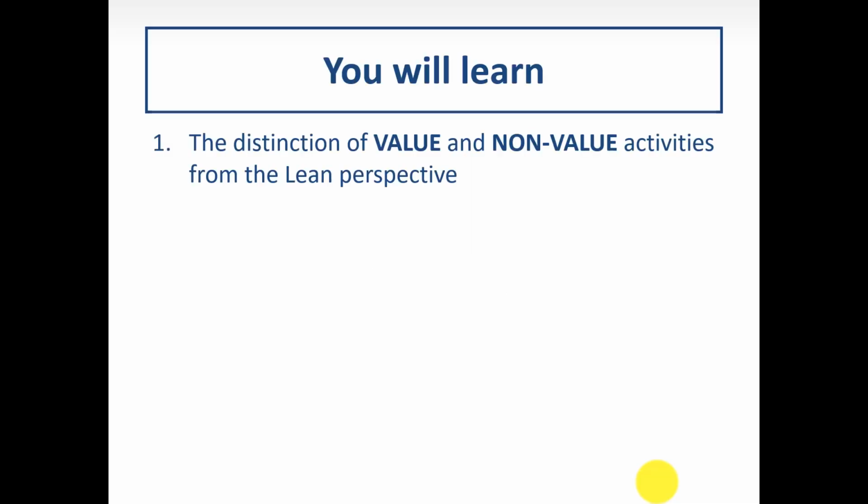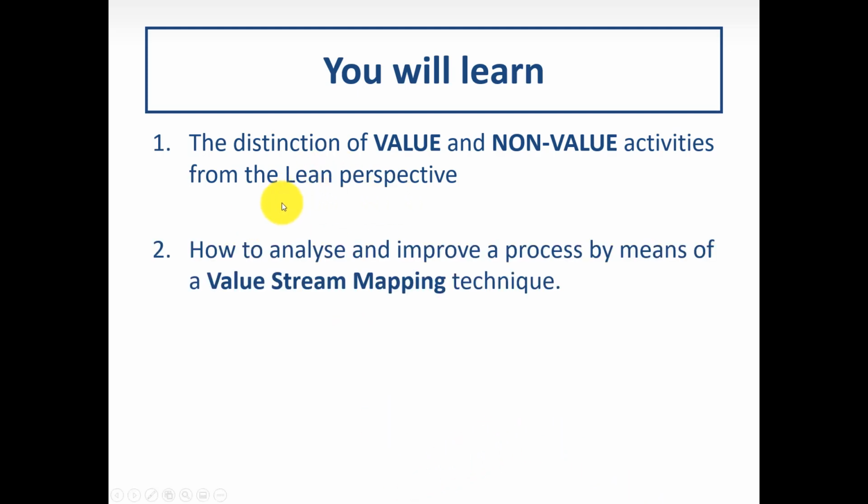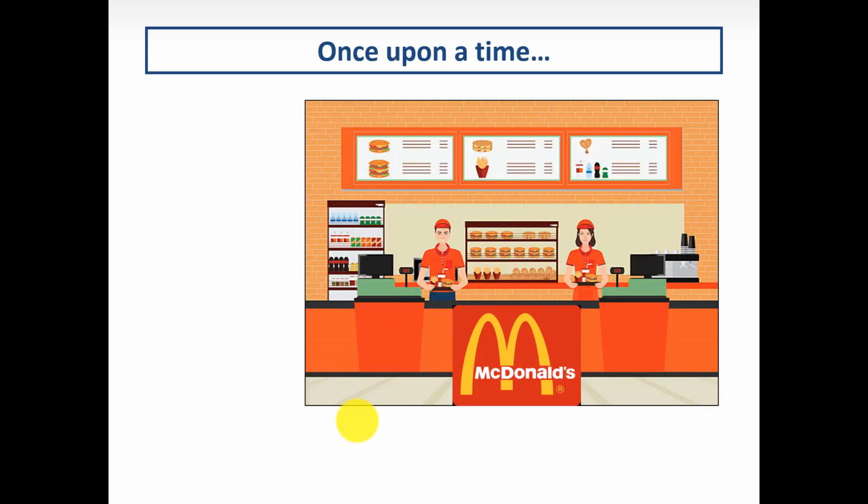The goals that you will learn are, number one, the distinction between value and non-value activities from the lean perspective. The second goal is how to analyze and improve a process by means of a tool which is called value stream mapping. I have the feeling that you have heard that technique before. I don't know, it's just a feeling. Alright, so you might remember this.